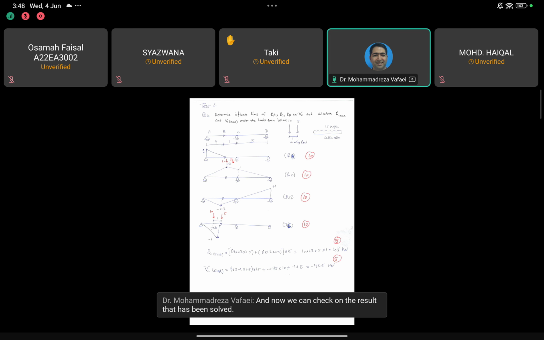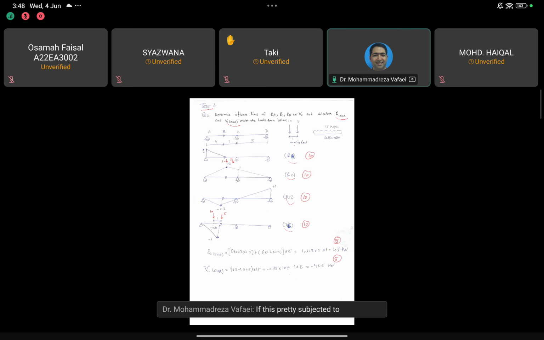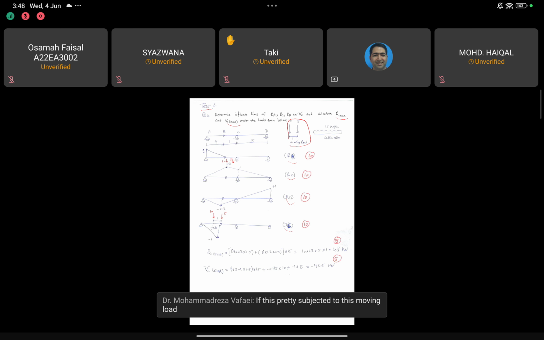Here is a question given for test 2, if I'm not mistaken, written up there. After drawing the influence line for RA, RC, RD, and VC, the question is asking how much is RC max and VC max if this bridge is subjected to this moving load. We have a 2-point load, 10 and 5, with a distance of 1 meter, and the self-weight, 15 kilonewton.